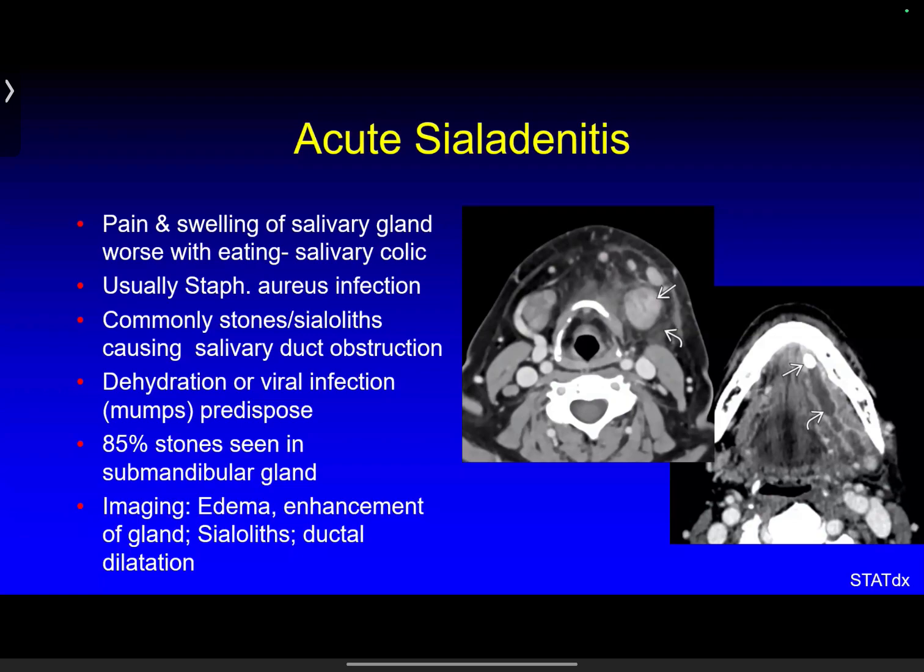You may see sialoliths. This is a patient who had left submandibular sialadenitis. You can see an enlarged hyperenhancing submandibular gland. There is stranding of fat surrounding it, consistent with inflammatory changes, thickening of the platysma, some reactive lymph nodes. And further down, you can appreciate the diffuse dilatation of the submandibular gland with a stone obstructing its distal orifice opening into the sublingual space.